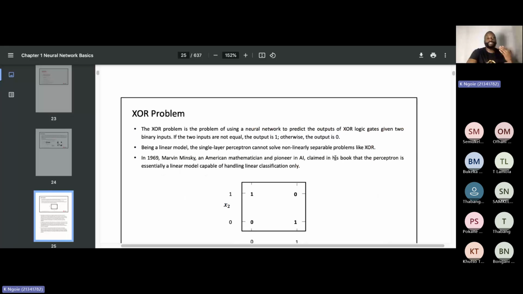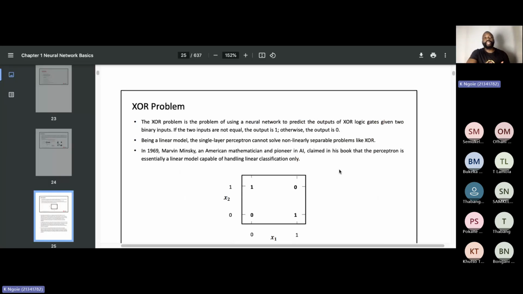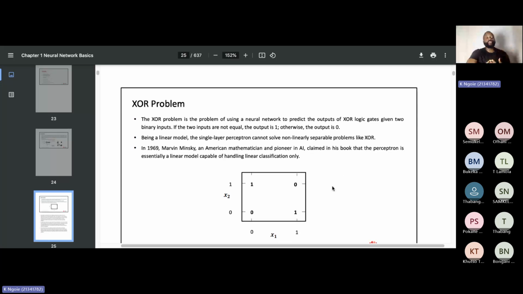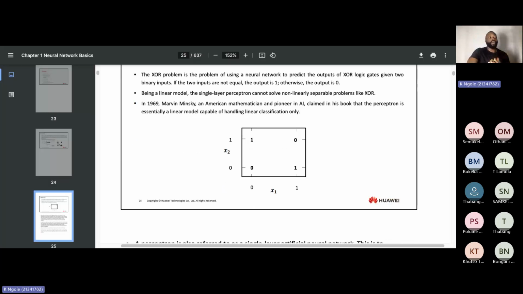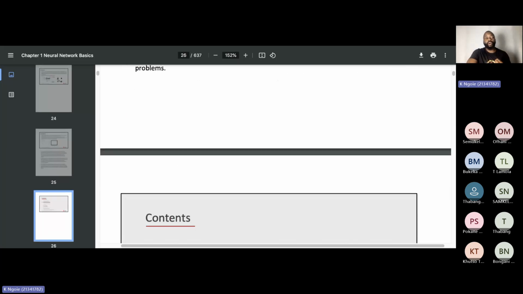So if one is a 1, the other one must be a 0. If the other is a 0, the other one must be 1. So if the two inputs are different, then the output will be positive. But if they are similar, the output will be negative. But now the perceptron was not able to solve an XOR problem.